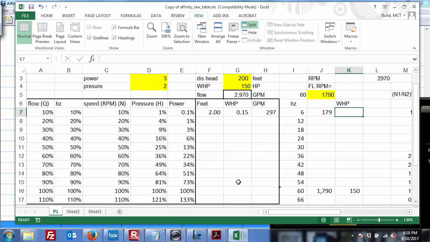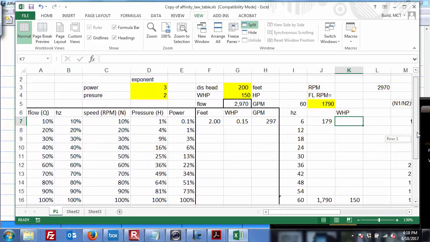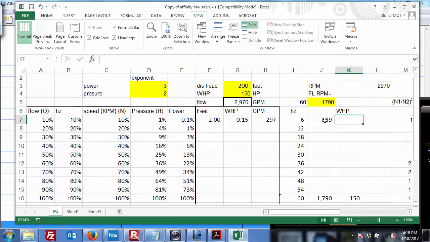So what we're looking at is a baseline discharge head. So this thing at full out pumping, this thing's going to be running at 200 feet of pressure and 150 horsepower, and our flow rate is 2970 gallons per minute. Where did this come from?